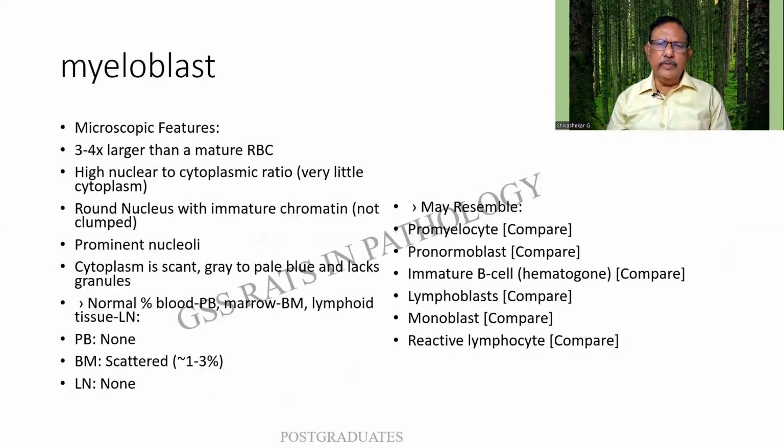So these are the features of the myeloblast. It is about 3 to 4 times larger than the RBC. High NC ratio, therefore very little cytoplasm. Round nucleus with immature chromatin. Sometimes you find that the nucleus will be convoluted. That is more important. Prominent nucleoli, cytoplasm is scanty, gray to pale blue. So this is an important feature of it. And it lacks granules.